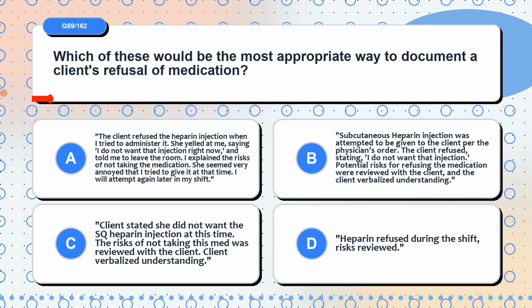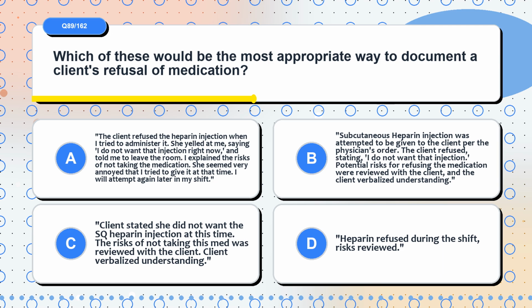Question 89. Which of these would be the most appropriate way to document a client's refusal of medication? Here are the options. Option A. The client refused the heparin injection when I tried to administer it. She yelled at me, saying I do not want that injection right now, and told me to leave the room. I explained the risks of not taking the medication. She seemed very annoyed that I tried to give it at that time. I will attempt again later in my shift.